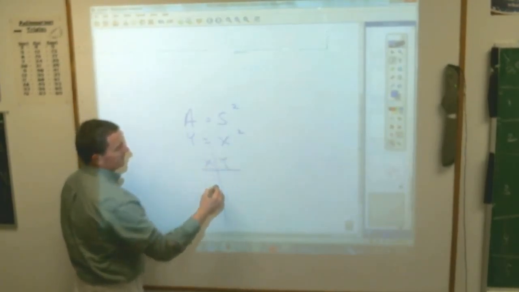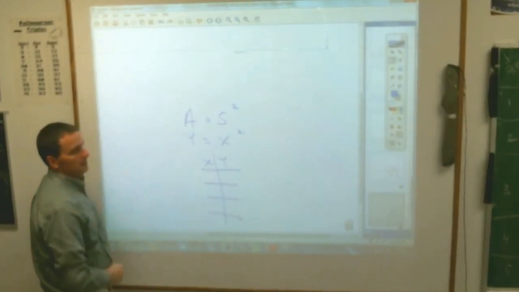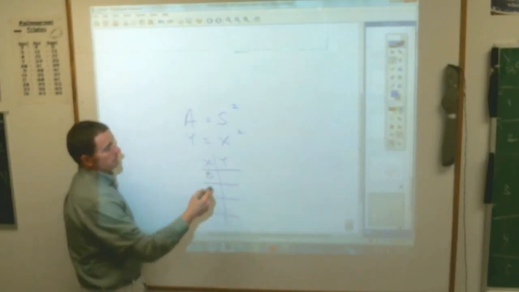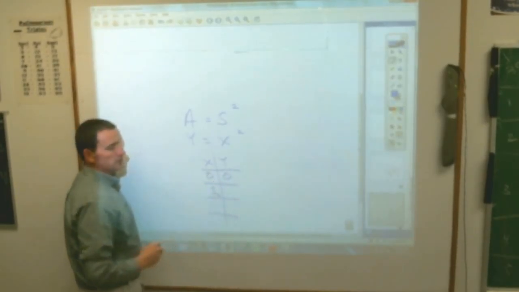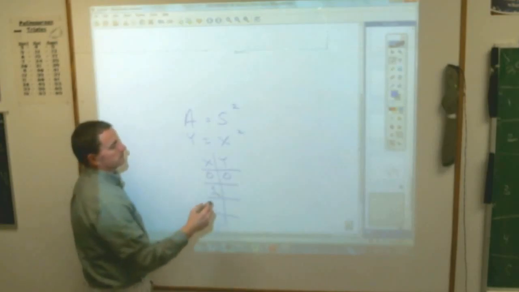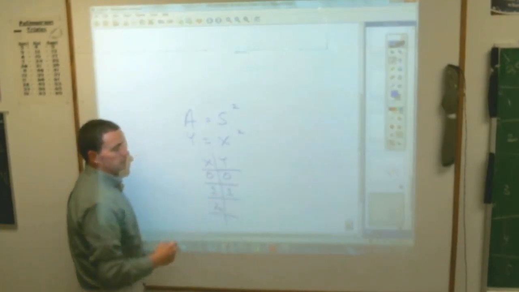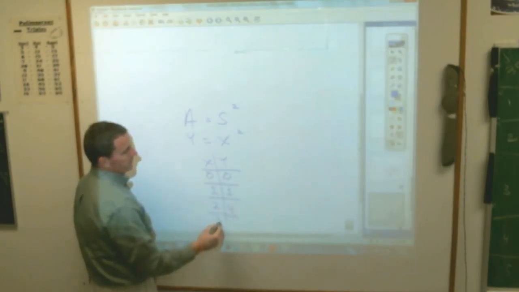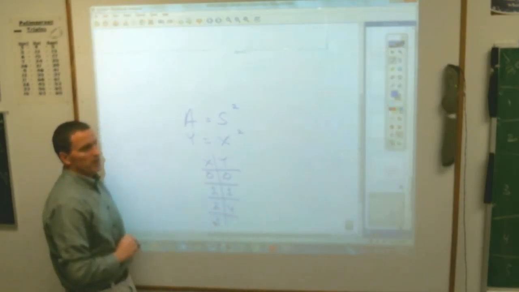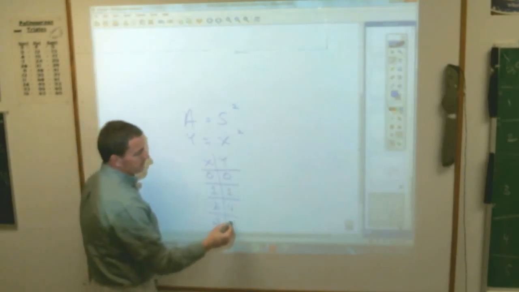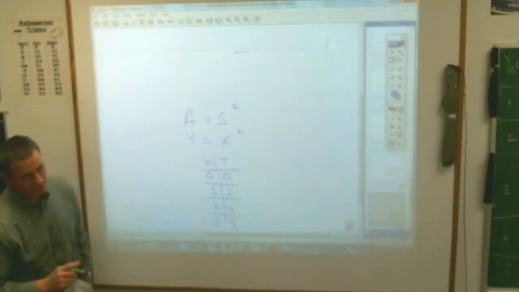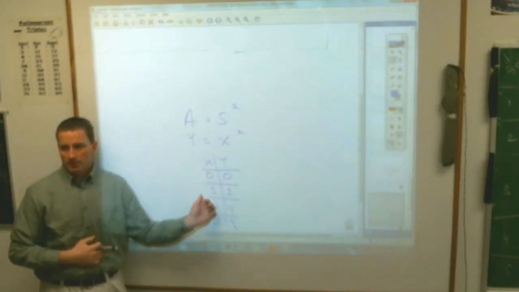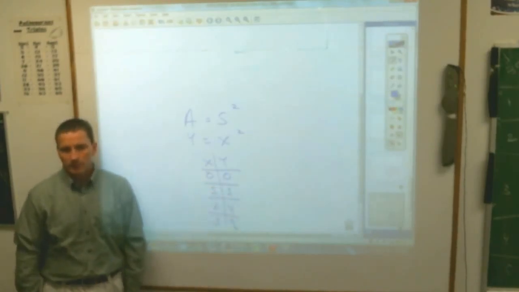Well, let's look and see. If I make a table of this, if x is 0, what's y? 0. If x is 1, what's 1 squared? 1. If x is 2, what's 2 squared? If x is 3, what's y? 9. Is this direct variation? Because as one goes up, the other one does go up. But what would be the constant of proportionality?